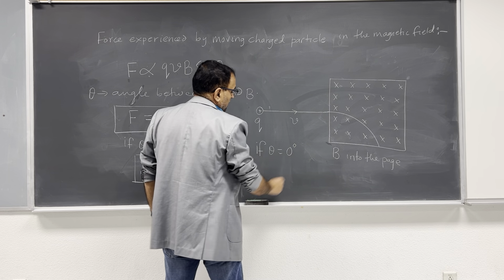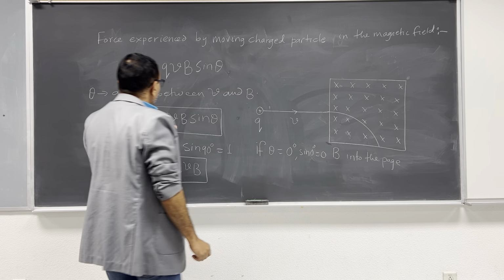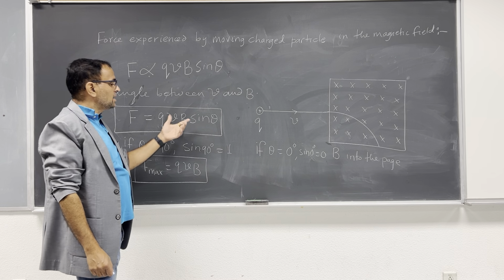If theta equals 0 degrees, then sine 0 degrees equals 0. If you plug sine 0 in here, then multiplying 0 with this number, everything is 0.